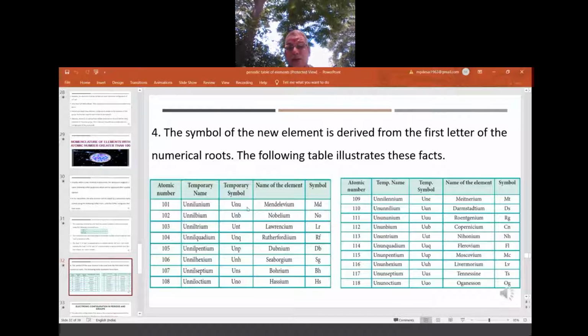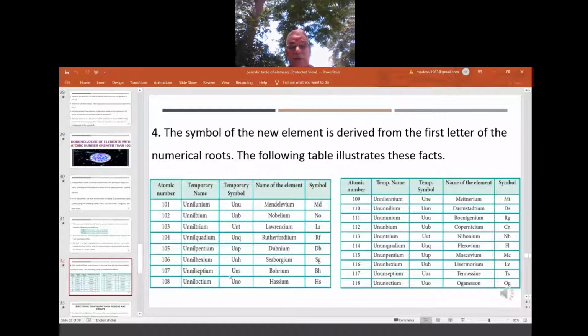But the actual name is what? It is Mendelevium, because Mendeleev discovered it and his name is kept for that. In the same way, Nobelium. Atomic number 102: 1 un, 0 nil, 2 bi. So unnilbium.